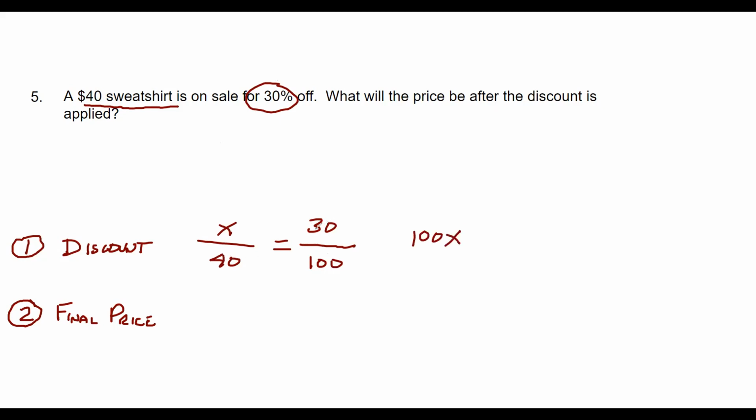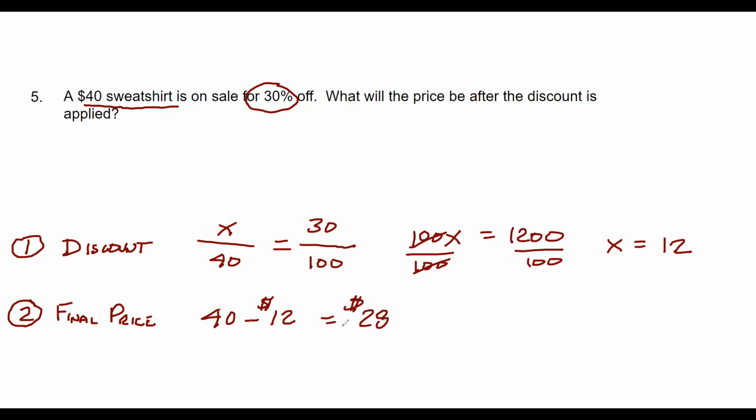100x equals 40 times 30. Your calculators should tell you that that's 1,200. And now we divide both sides by 100. And we're doing that because that's going to get x all by itself. x is equal to 1,200 divided by 100, which is equal to 12. But that's not the price of the sweatshirt. That's just the amount of the discount. But good news is all we have left to do then is to take the original price of the sweatshirt and subtract the $12 that's being deducted for the discount. And we get our final answer of $28.